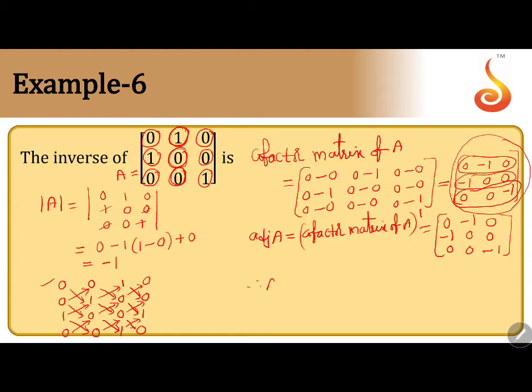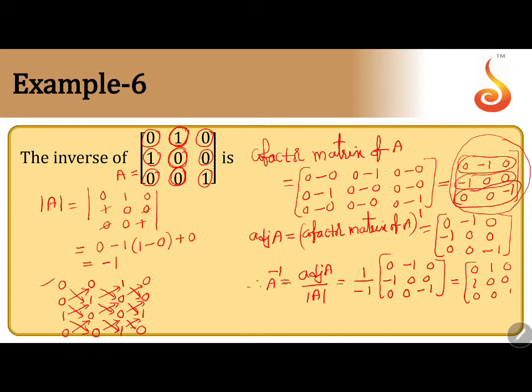Now finally, A inverse is equal to adjoint A by det A. So 1 by, first I am writing det A, that is minus 1, times the matrix [0 minus1 0; minus1 0 0; 0 0 minus1]. So multiplying by the minus sign, we get [0 1 0; 1 0 0; 0 0 1]. So this is the inverse of the matrix. I think we got the same matrix again.